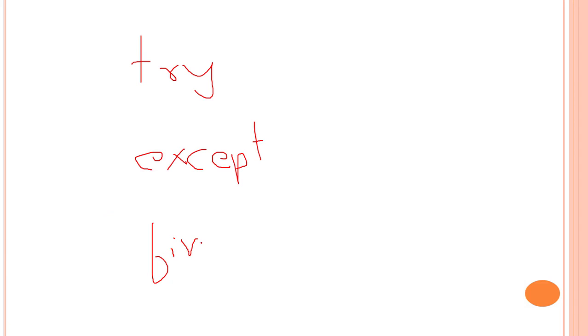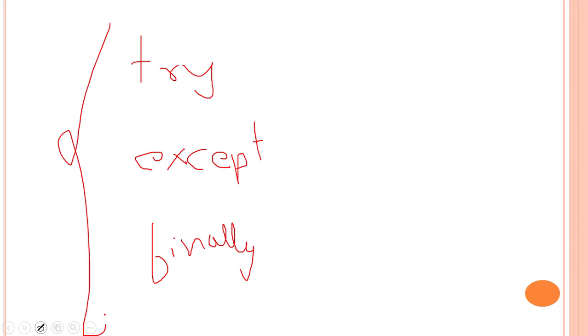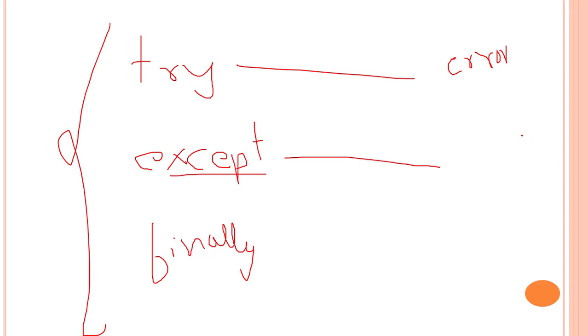These are the three things that we can use for exception handling. In the try block, you write the code where you think an error might occur. If the error occurs there, whatever you have written in the except block will run. And the finally block, irrespective of whether there is an error or not, will run anyhow.